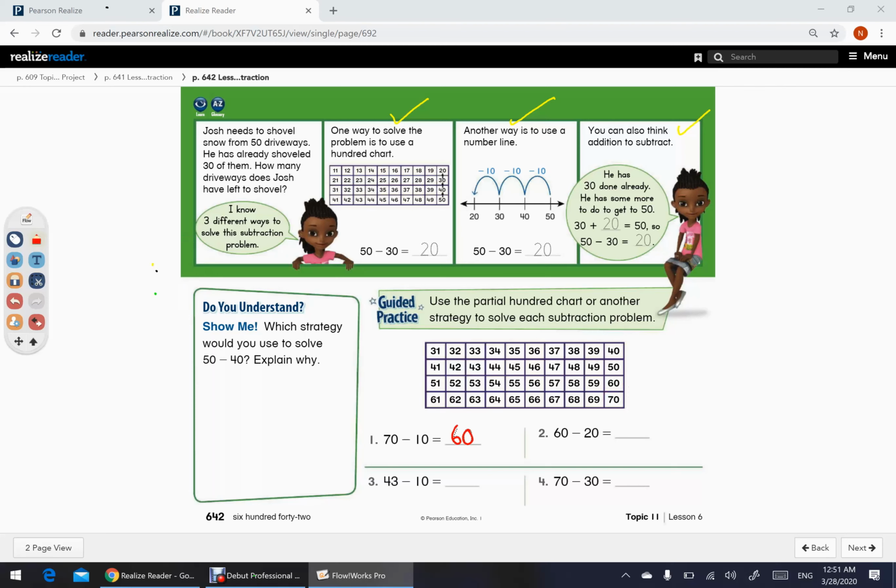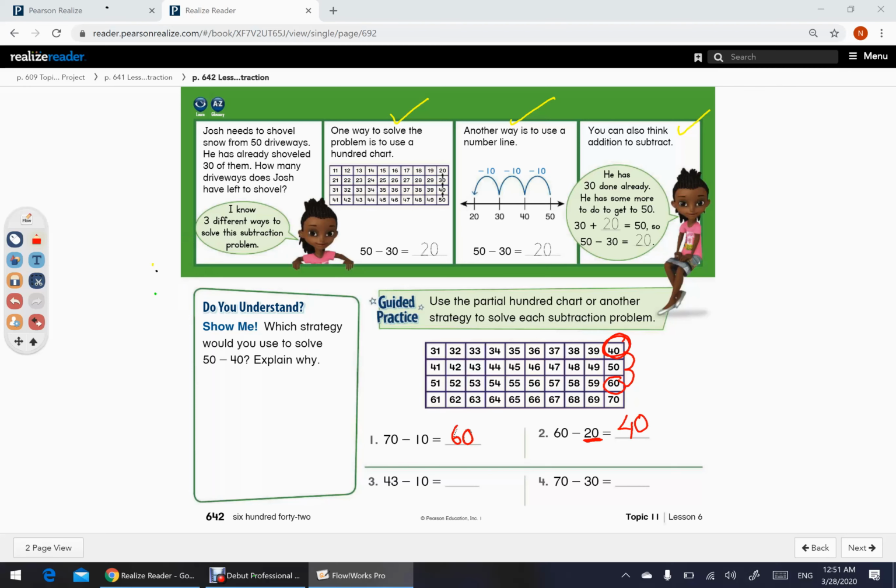Next question over here says 60 minus 20. So I will use a 100 chart over here. So you will circle 60 and you move up how many times? 2 times. 1, 2. What's my answer? 40.